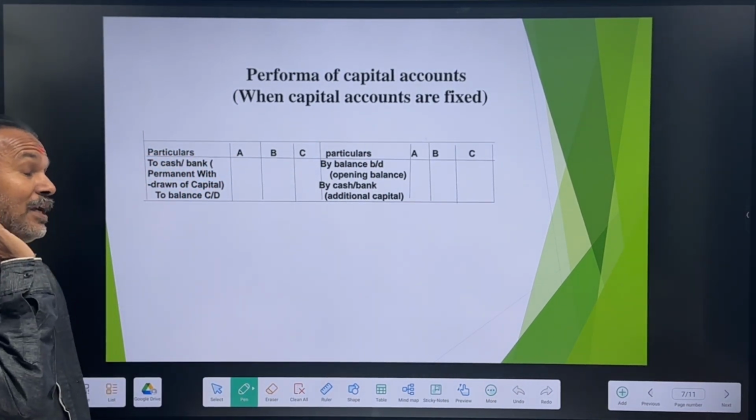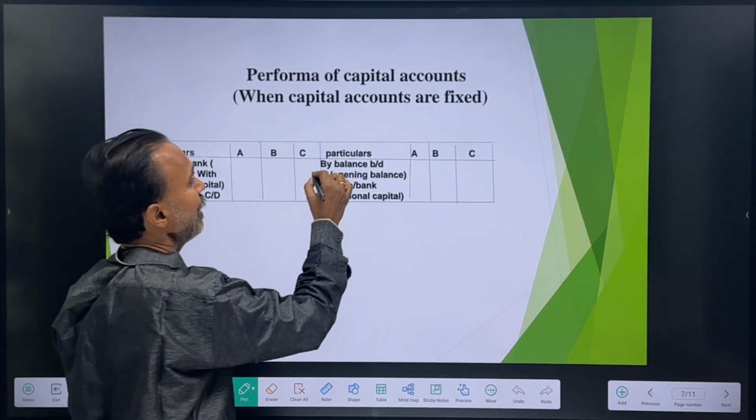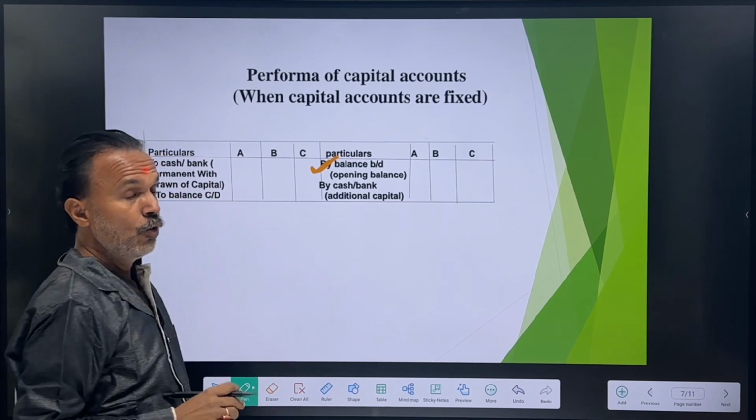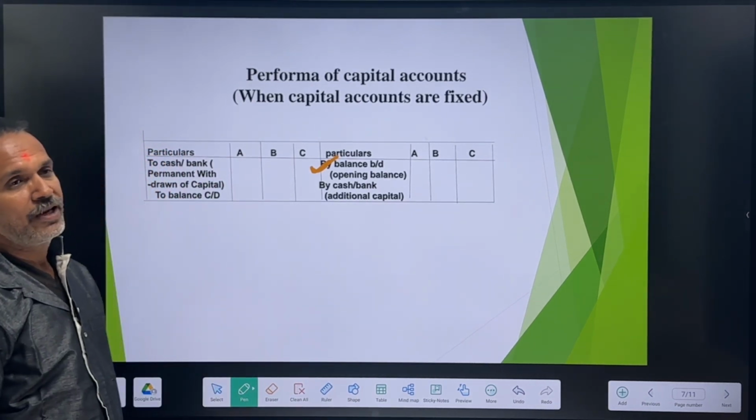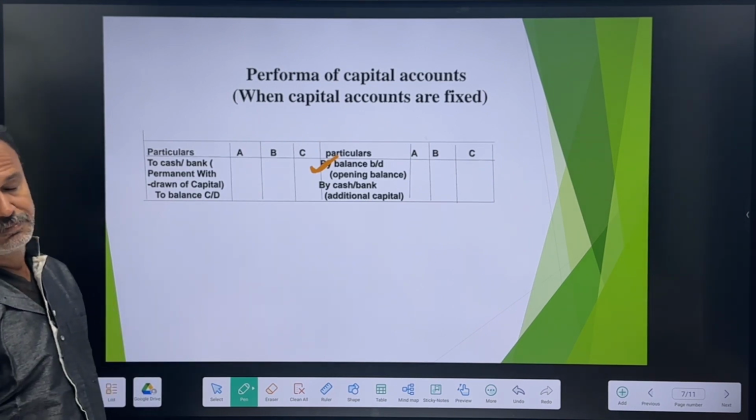The format of partners' capital account is as follows. First of all, by balance b/d, meaning the opening balance of the capital account, the opening capital of the partners.